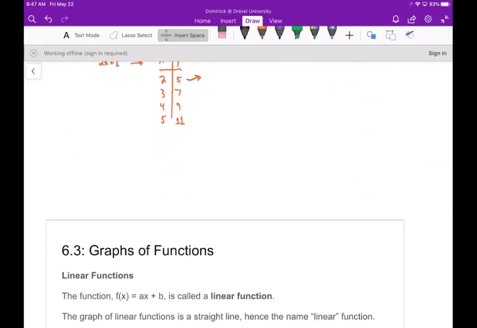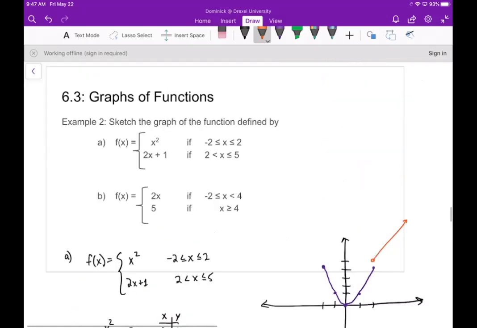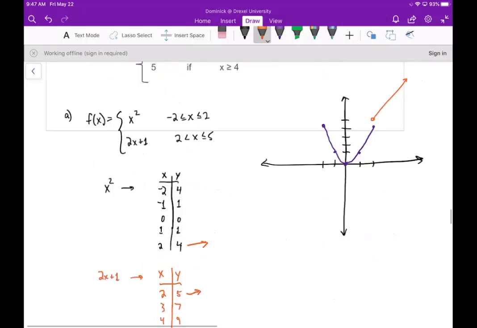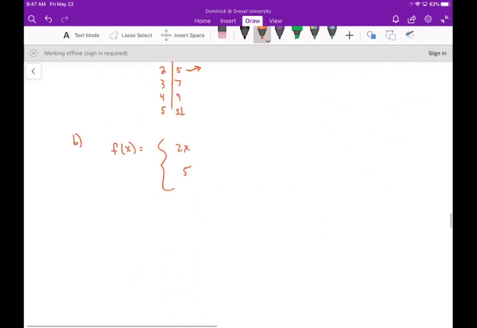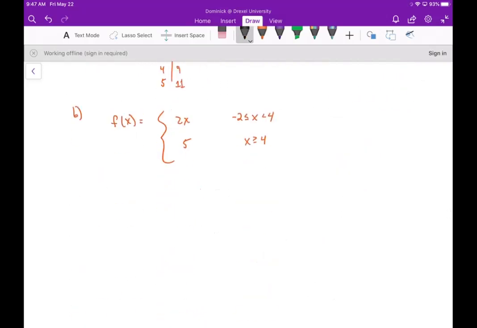So let me give myself a little bit more room for part B. So for part B, we have 2x and 5. And this is for -2 to 4. And this is x greater than or equal to 4. Right? Yeah, okay. So I'll do this one a little bit more quickly. So we need from -2 to +4.